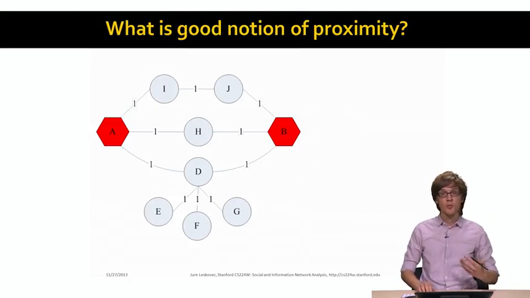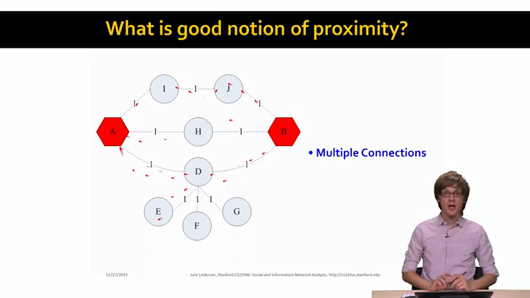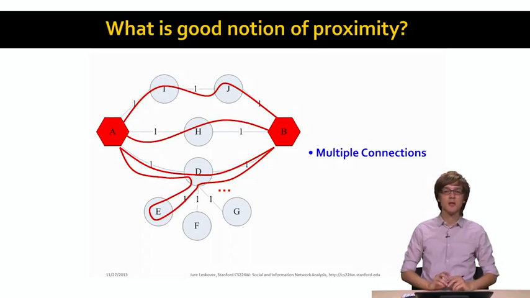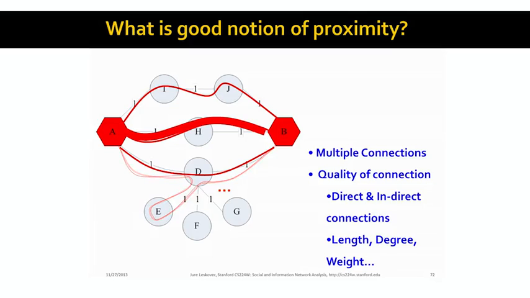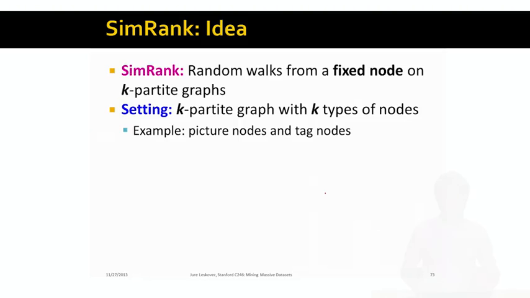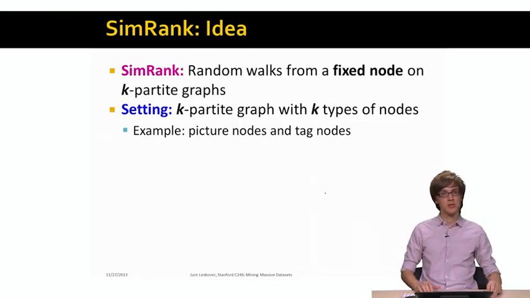So the question is, what is a good notion of proximity? If you think about a good notion of proximity, it would be a metric that would consider that there are multiple ways to get from one node to another, so that there are multiple paths. Another one is that it would also consider the quality or the weight of connections, in terms of whether the connections are directed or not, how long these connections are, how strong they are, what is the degree of the node, and so on. And as it turns out, a good way to measure proximities in a graph is a method called SimRank.